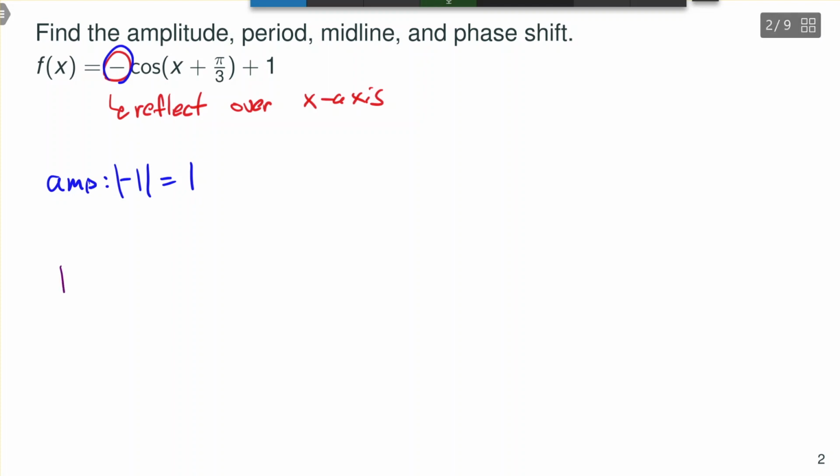Phase shift. Well, let's find the period first, sorry. Period for sine and cosine is 2 pi divided by b. So in this case, b is this number right here. Since we don't see any number, 1 is implied. So period is just 2 pi over 1, which is 2 pi. So this function repeats every 2 pi.